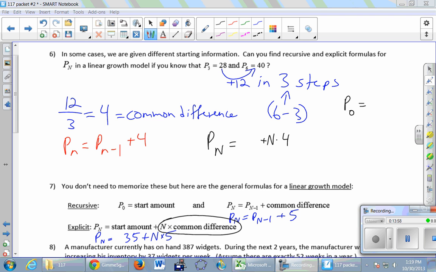Well, if you add 4 every time you step forward, then you better be subtracting 4, stepping backwards. So 28 goes backwards to 24, to 20, and then to 16. If you're feeling very fancy, then you could just say, oh, I'm taking 3 steps and they're each worth 4, so just subtract 12. That's if you're fancy. So what do we get here? P0 is 16, so the formula is always the start amount, 16 in this case, plus n times the difference. Questions on that?